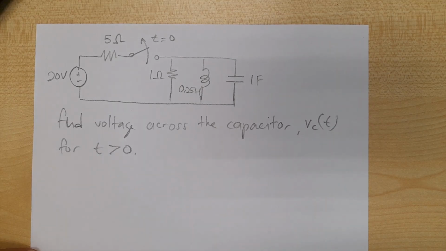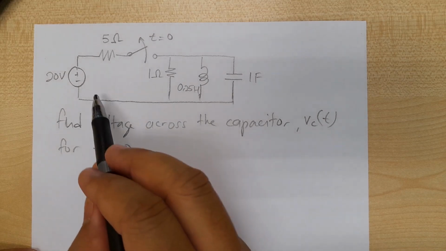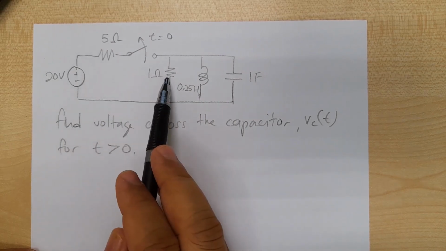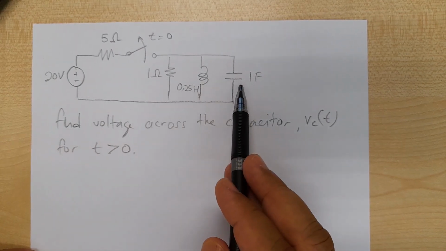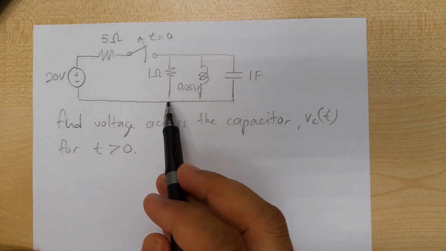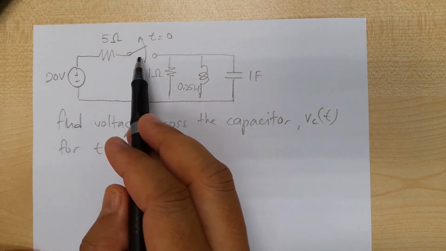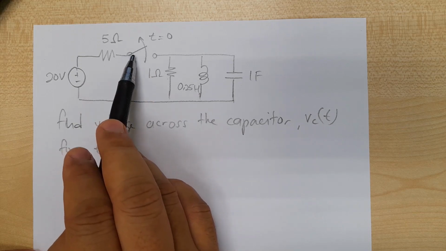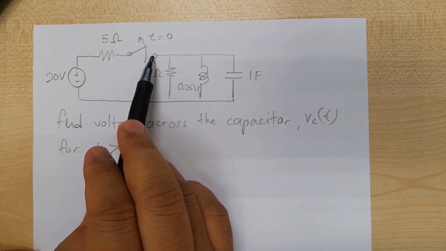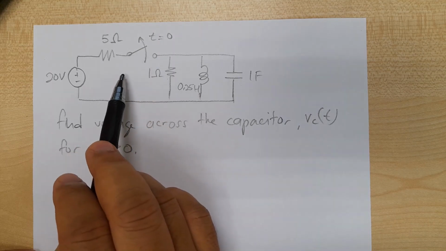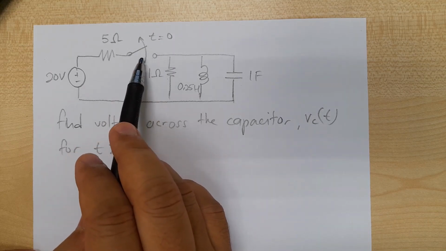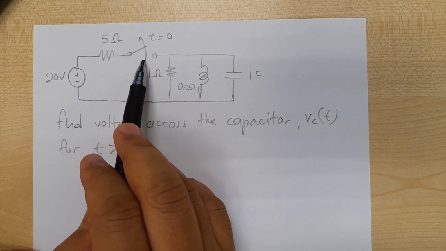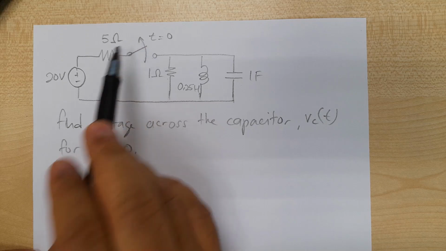Okay, let's look at this example. So we have here a circuit with two resistors, one inductor and one capacitor. In this case we have a switch, all right? So the switch here is closed before t equals 0, but at t equals 0 the switch will open, right?